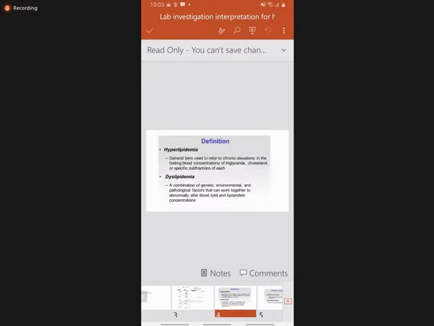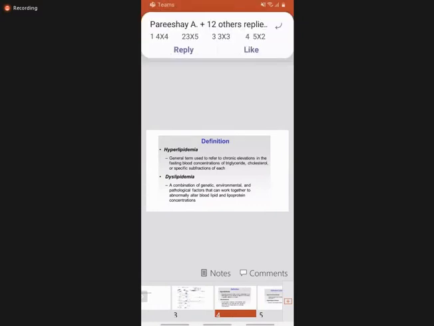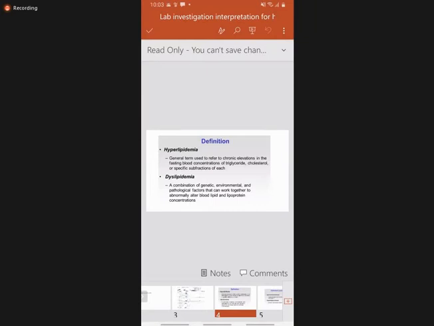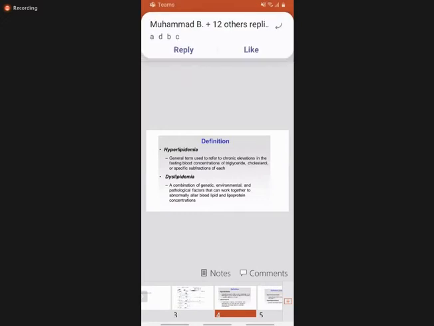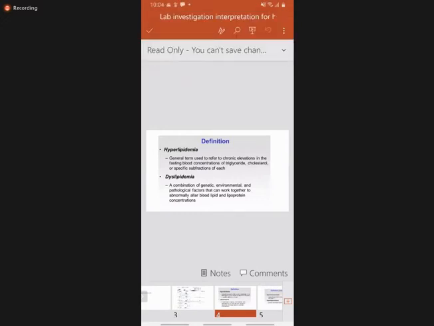Now, what is hyperlipidemia? This is a brief picture of the lipid profile report for you. If a patient comes to you with a report, these are the parameters you will see. But the main concept is: what is hyperlipidemia? Hyperlipidemia is a very general term used to refer to chronic elevation in the fasting blood concentration of triglyceride, cholesterol, or a specific fraction of each, whether LDL, VLDL, or HDL. So it is the chronic elevation in the fasting blood concentrations of these lipids.